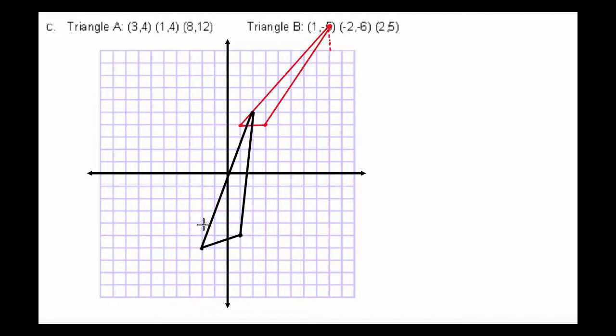Well, you see that the triangle in the red right here has a line going horizontally, whereas down here we don't have one. So that tells you right off the bat that they're not going to be the same. So neither. Let me just double check. Make sure I didn't make any mistakes. Over 3, over 1 up 4, over 8 up 12. Oh, I see where I made my mistake already. Nope, I didn't. Over 1, -5 was right there. Over 2, down 6. Over 2, up 5. Yep, so those are both correct triangles, but they're not the same.